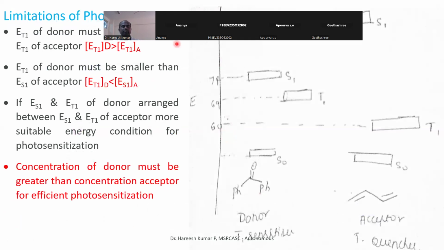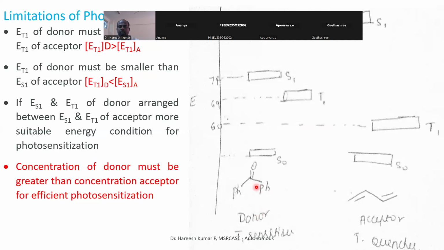Here, a few limitations are there for photosensitization. You can also call them conditions. What is the condition? The energy of the triplet of the donor should be greater than the energy of the triplet of the acceptor. Another condition is that the energy of the triplet of the donor is less than the energy of the singlet of the acceptor. These are the two conditions. Then, for better photosensitization, the concentration of the donor must be greater than the concentration of the acceptor for efficient photosensitization. These you can mention as the limitations of photosensitization.